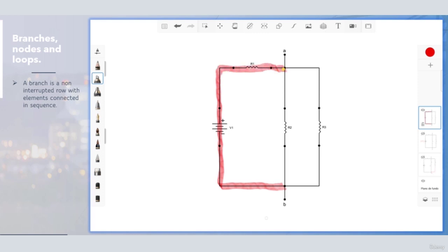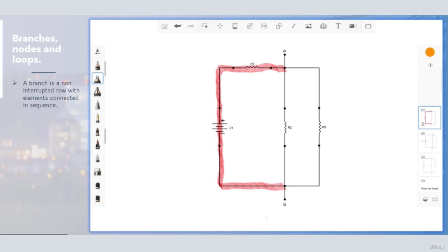When I finally get to this point A, the line is interrupted and divided into two other lines, the line that goes to resistor 2 and the line that goes to resistor 3. And the same happens in point B, because in B we also have the interruption and the line is divided to resistors 2 and 3. So doing this, we have the first branch in the circuit, and this branch is composed of two elements, the voltage source V1 and the resistor 1.